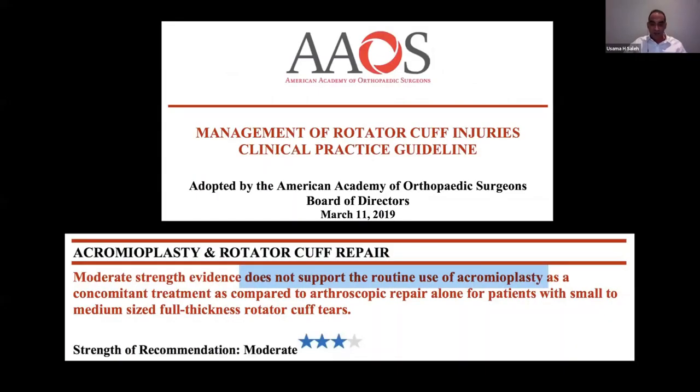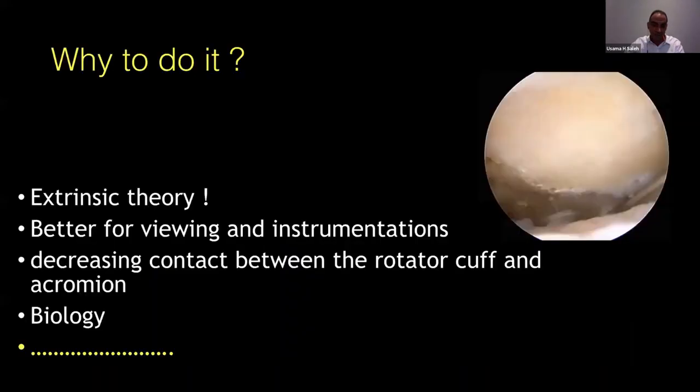And because of these 5 randomized controlled trials, the American Academy of Orthopaedic Surgeons came to the same conclusion. It does not support the routine use of acromioplasty with rotator cuff repair. But the recommendation, if you look at it, is just a moderate recommendation. It's not a strong one. So why are people still doing it?